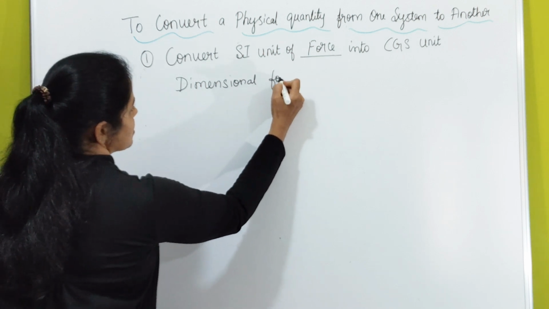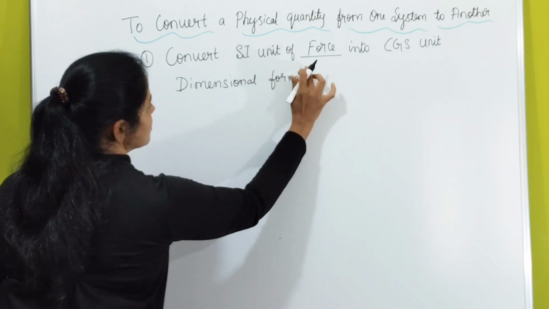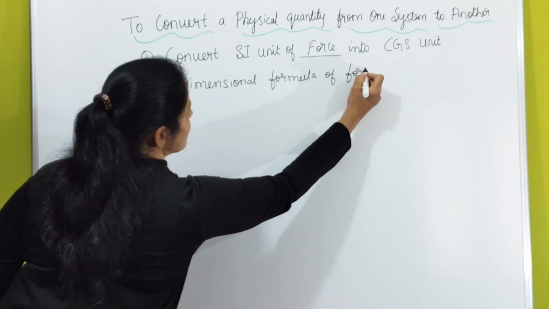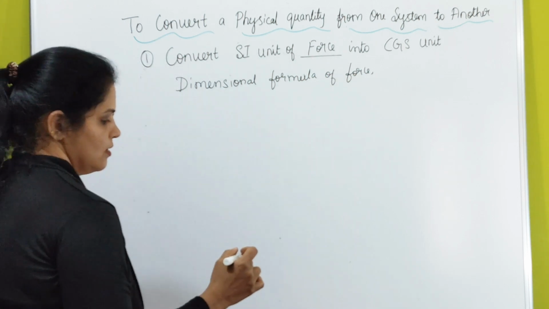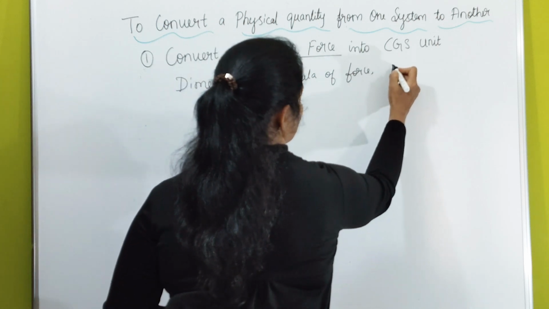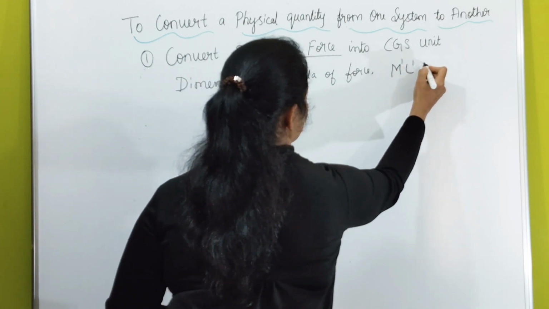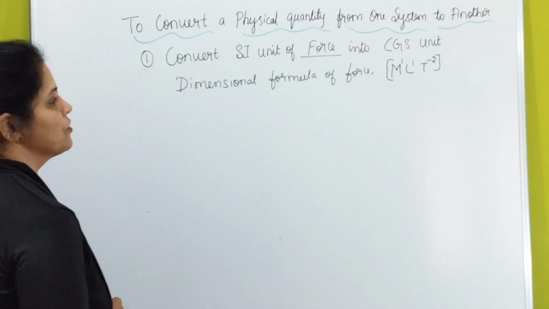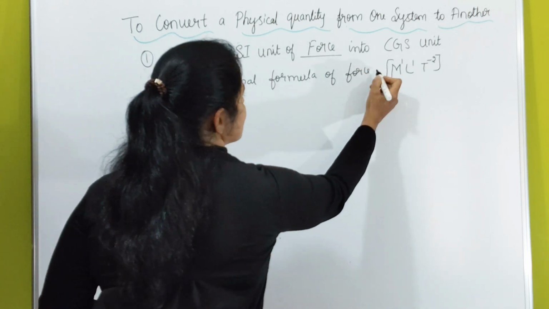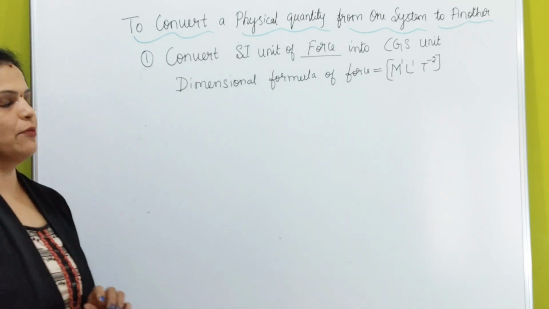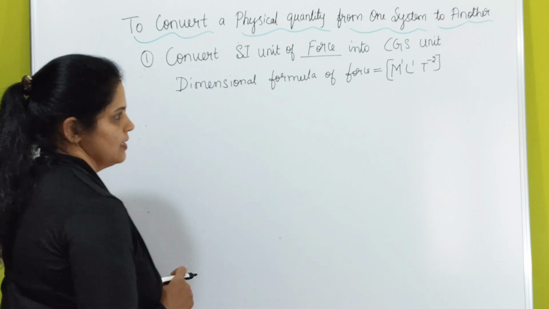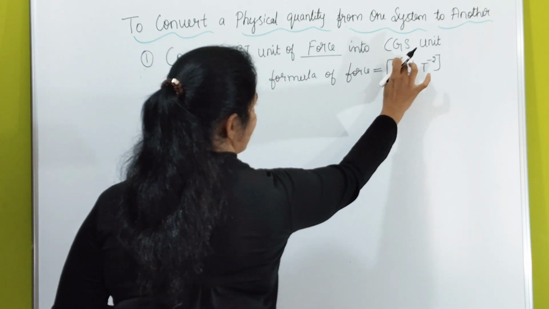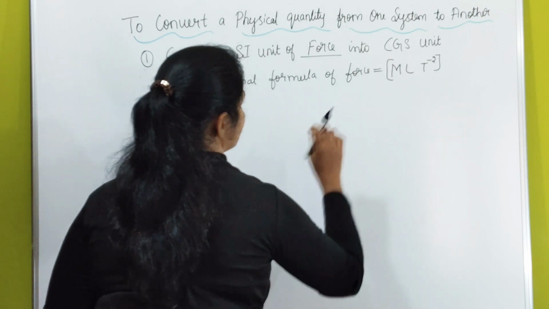So what is the dimensional formula of force? The dimensional formula of force is M1 L1 T minus 2. You have to remember at least some dimensional formulas of physical quantities. It is understood that if the power is 1, there is no need of writing 1.